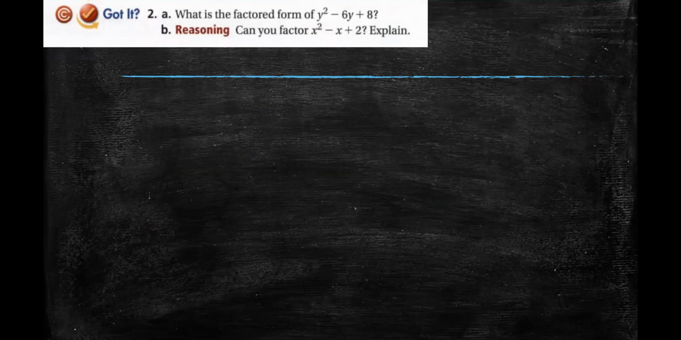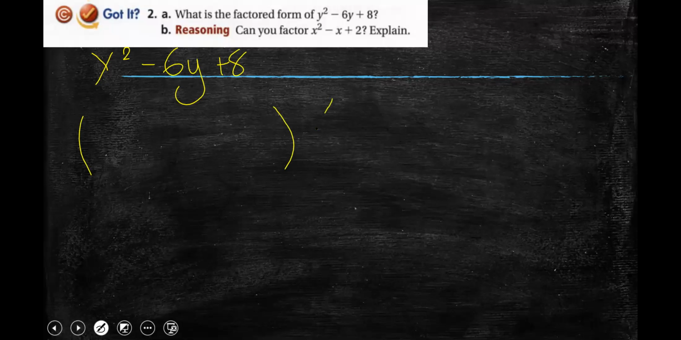Now let's do another example. What is the factored form of y squared minus 6y plus 8? The first step, as I told you before, is to open two brackets. Y.